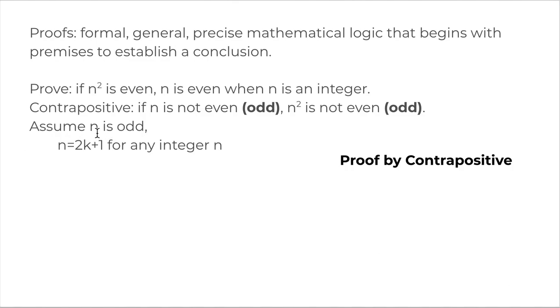So you assumed n is odd, you write it as n is 2k plus 1 for any integer k.